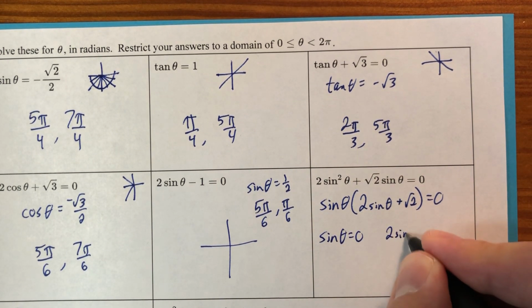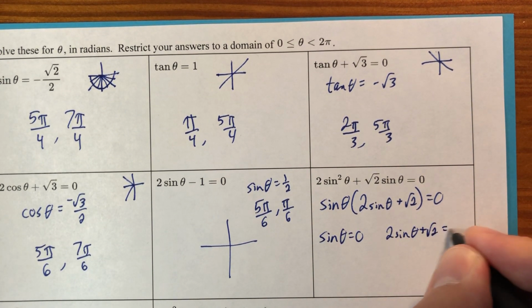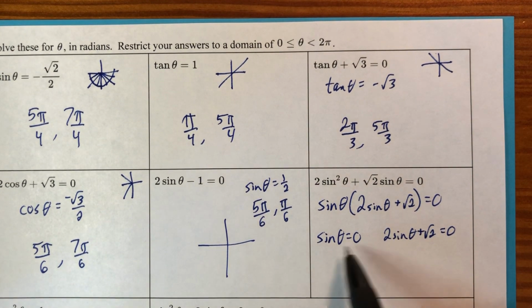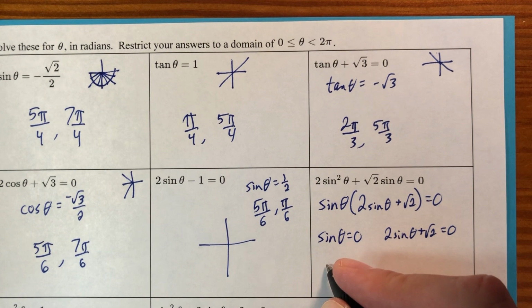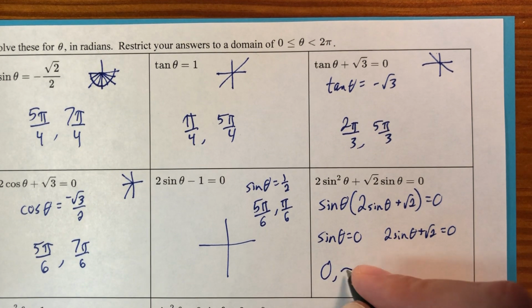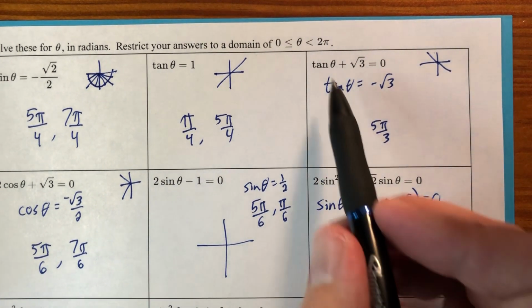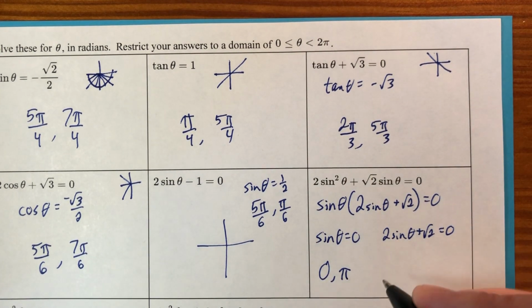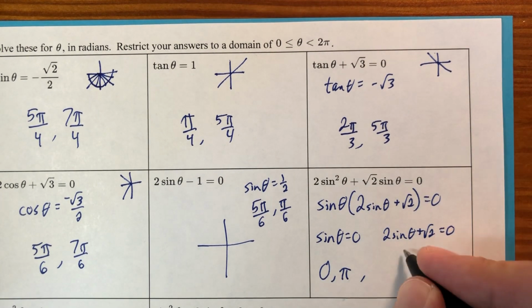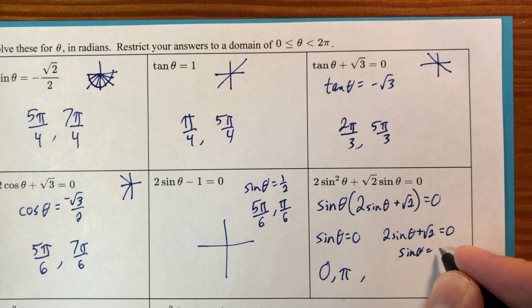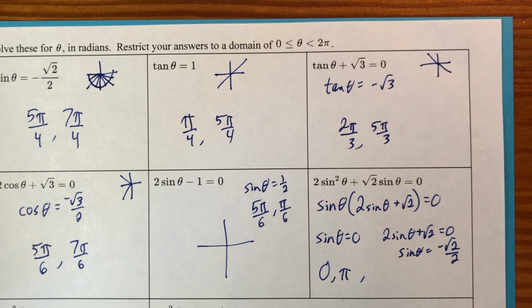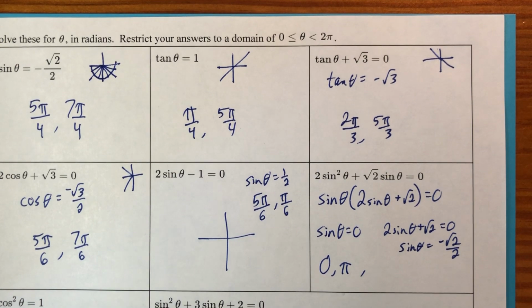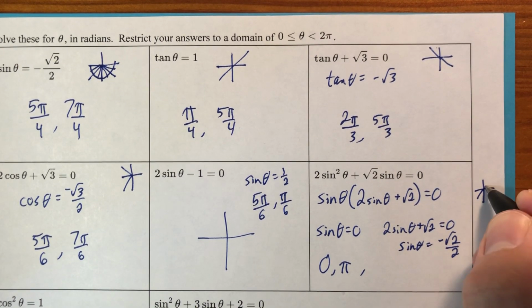And 2 sine theta plus square root of 2 equals 0, which means I'm looking for everywhere that sine is 0. And that happens here and here. And we could say 2 pi, but nah, let's not overdo it. And then we're going to have more answers that come from this side, and that's everywhere that sine is equal to negative square root of 2 over 2.